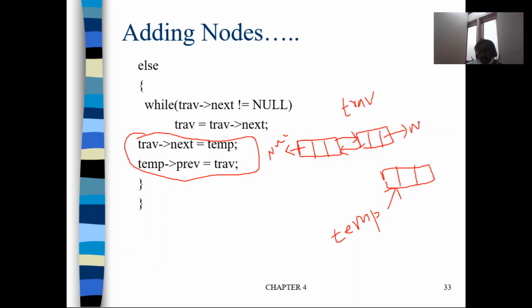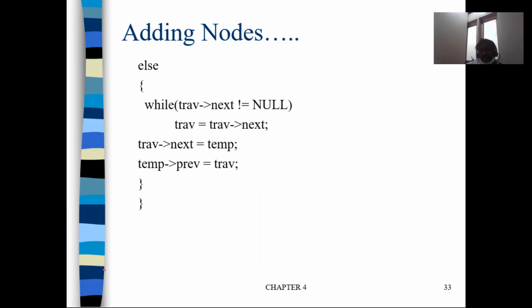But now what we have to do is make traverse, the current last node, its next point to temp. So what statement do you have to write? Traverse arrow next equal to temp. Then you have to make temp's previous point to traverse. So temp arrow previous equal to traverse. Now this next, which was null, is traverse's next, which is now temp. So this is the core logic for adding a new node to the end of a doubly linked list, right?